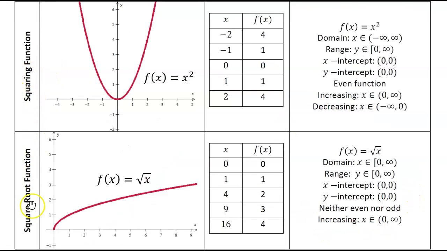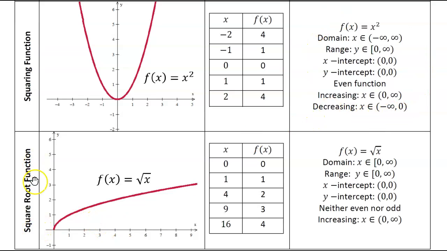Here are the next two functions we're going to add to our library of basic functions. We have the squaring function, which looks like this parabola. The equation is f of x equals x squared. Here's the table of values. So any x value we plug in, we square it to get the corresponding y value. And again, here are some of its properties.